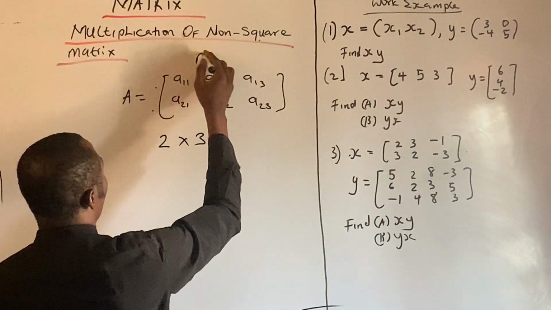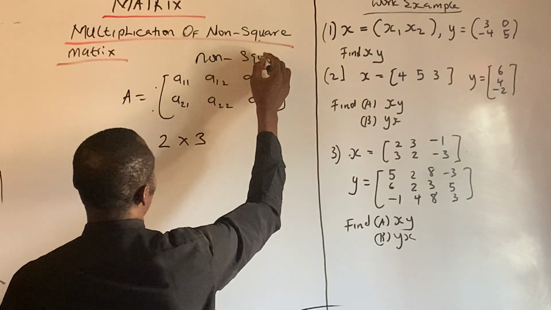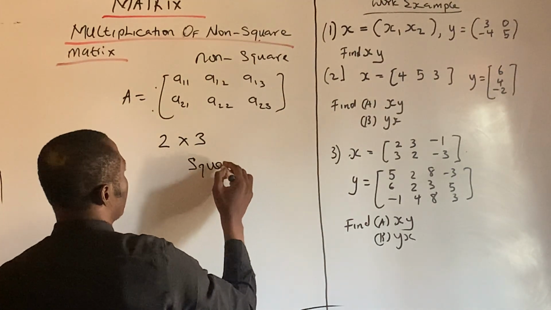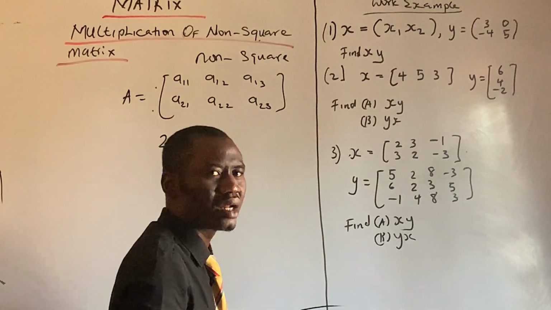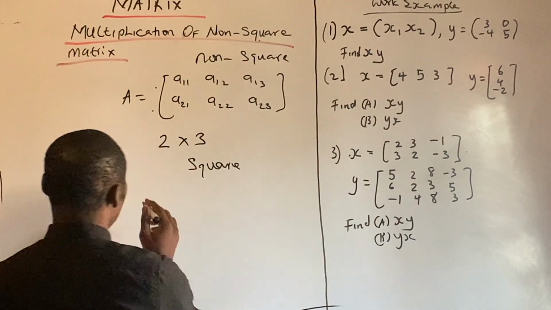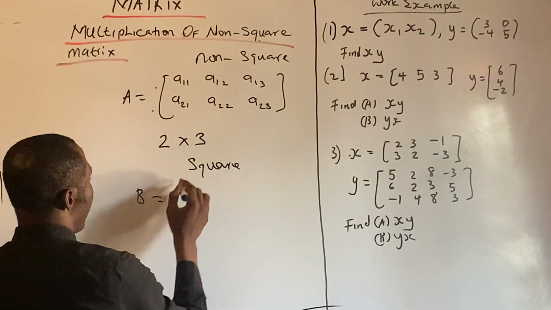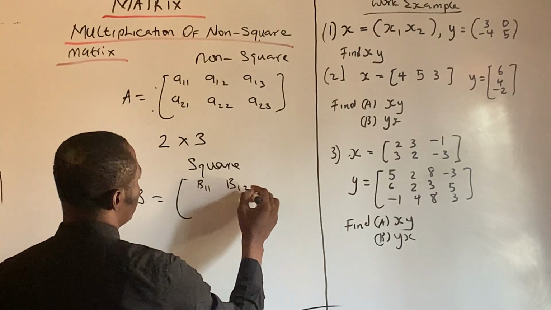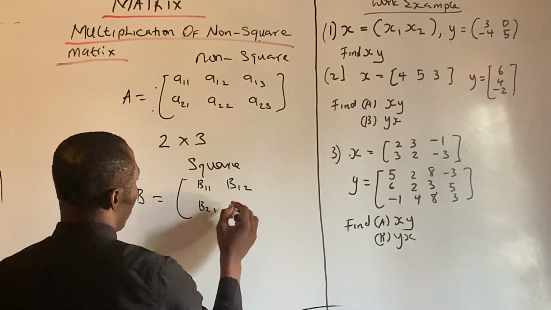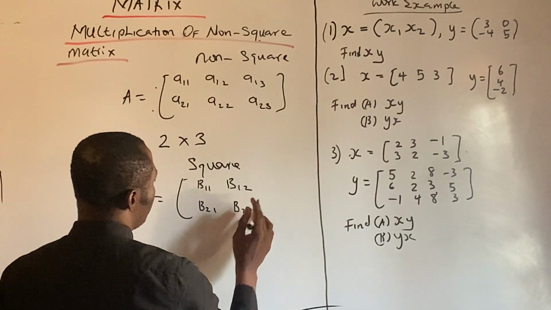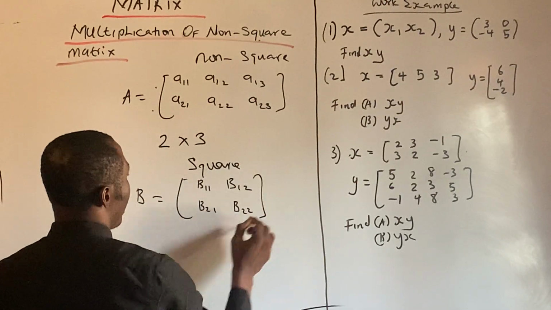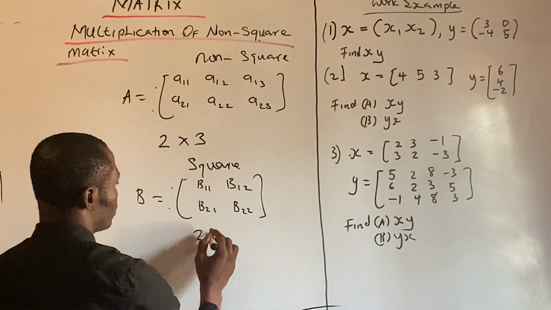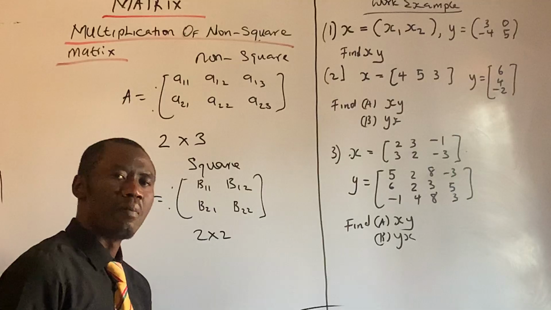This one is called a non-square matrix. But for the square matrix, the row and the column are the same size. Let's take matrix B. I will have B11, B12, B21, and B22. Now this is 2 rows and 2 columns. This is a 2 by 2 matrix.